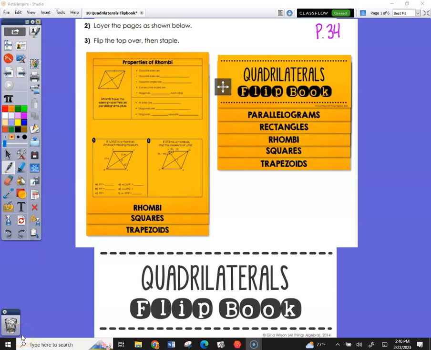This is page 34 on your notebook paper. Please put 34 in the top right corner, and then look at just the cover for a second. Let's talk for just a second about the word quadrilaterals.